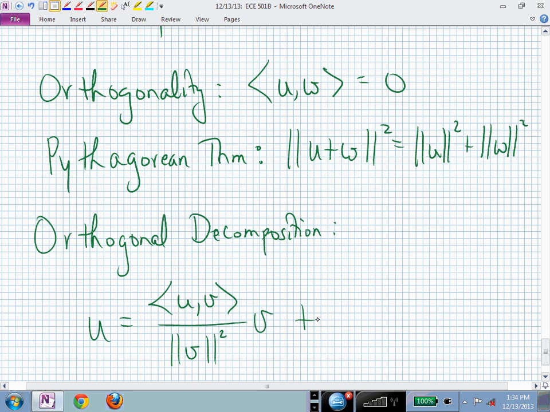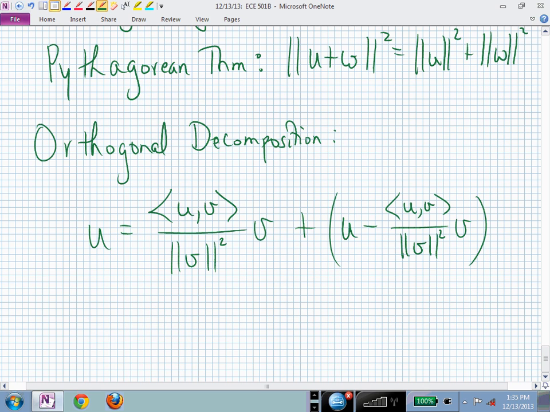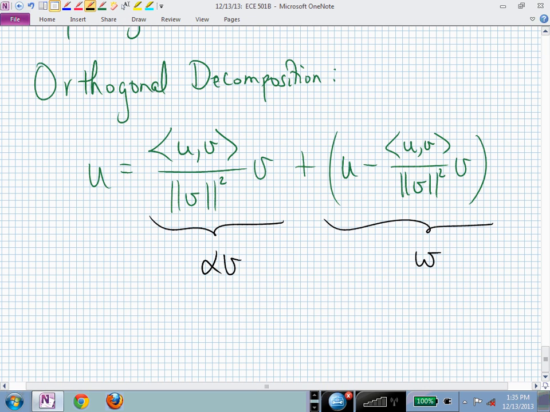And then we have the orthogonal component, which is the difference between U and what we just said was in the direction of V, which is now this UV inner product divided by V squared, times V. Or you could think of this now as a piece alpha along V, and here is your orthogonal component W. And that provides a rich resource to use when we even go further and extend this in multi-dimensions.